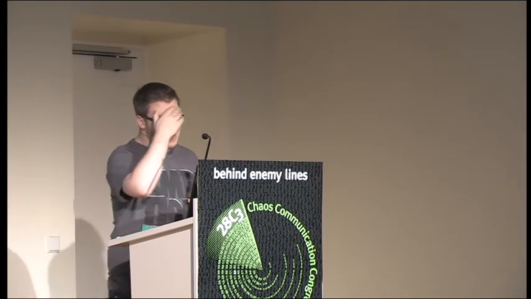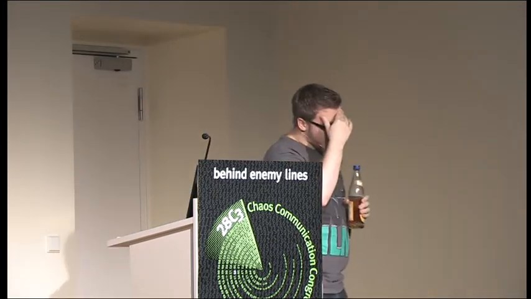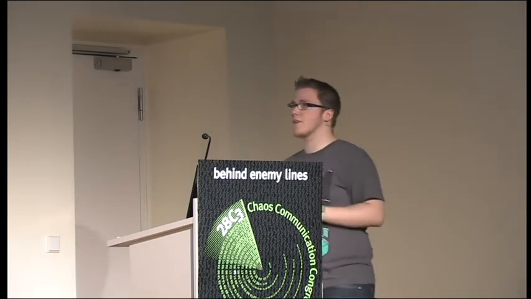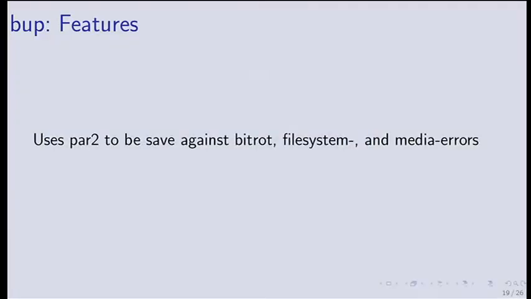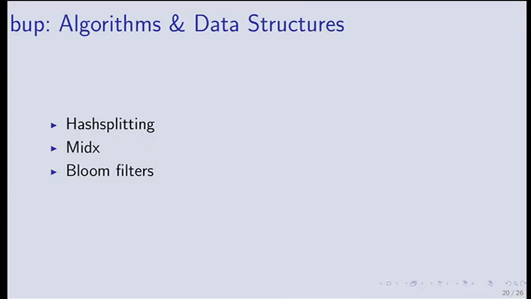And if you remember, one of our motivations is to be safe against bit rot and failing media. For this, we use par2. Par2 creates parity information, so you can restore files if some bits are broken. Okay, let's take a look at how bup does things, the algorithms and data structures. We have hash splitting, midx, and Bloom filters.